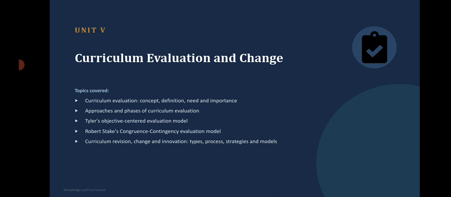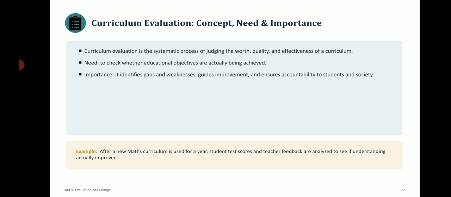So, in curriculum evaluation, the evaluation of 5 M's is done. The first M is men. Whether the curriculum has been organized and implemented properly by the faculty members and other personnel involved. This is the first M.